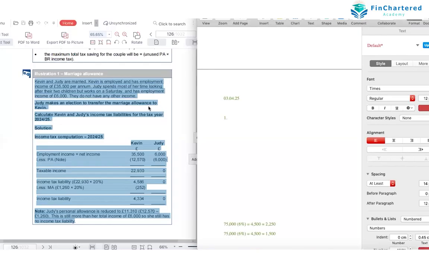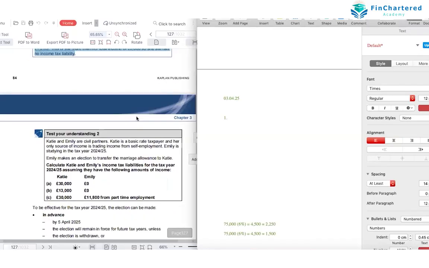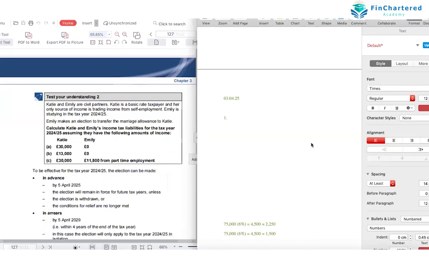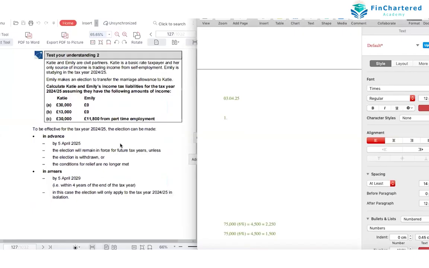Judy had unused personal allowance, which she could transfer to Kevin. You remember Chirag, yes or no? Sneha, you remember this example? We also looked at the example of Katie and Emily. Again, absolutely no difference. No difference at all. Katie and Emily's example also we saw.